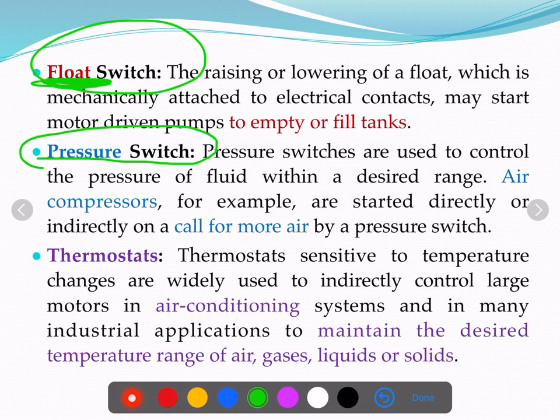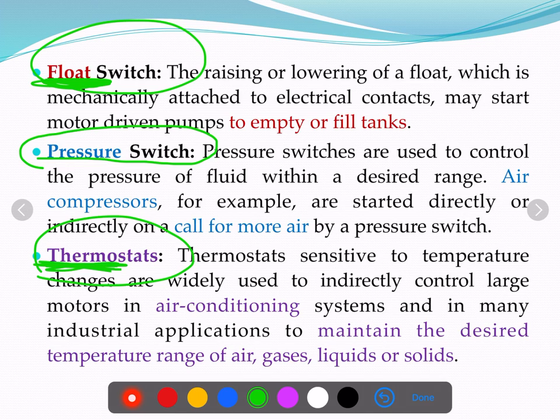Pressure switch. You know the car tires, when you go to ADNOC to inflate your tire, you put on the machine the certain pressure your car is used to, then you start the machine and it stops at that pressure. Which switch will help you to stop the air pump? It's the pressure switch. Thermostat, you all know it from the word thermo, means it will stop or start a motor according to the temperature, like those we have in the air conditioning systems.